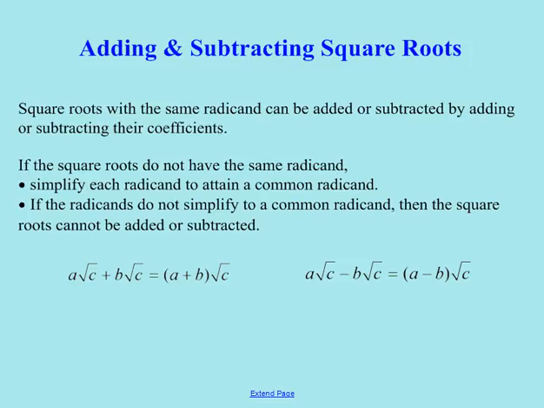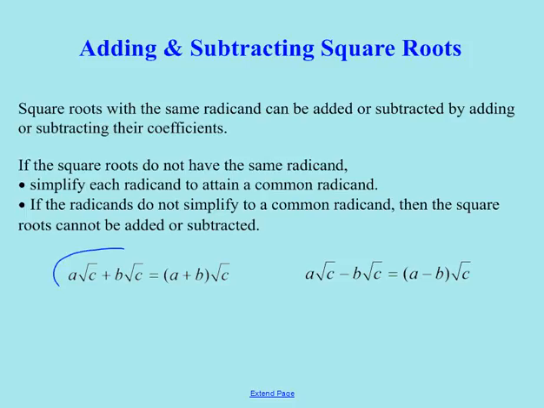If the square roots do not have the same radicand, simplify each radicand to attain a common radicand. If the radicands do not simplify to a common radicand, then the square roots cannot be added or subtracted. Now below you can see some examples of adding and subtracting square roots with like radicands. Now there are no numbers in these examples, but they basically are the definition of adding and subtracting square roots.